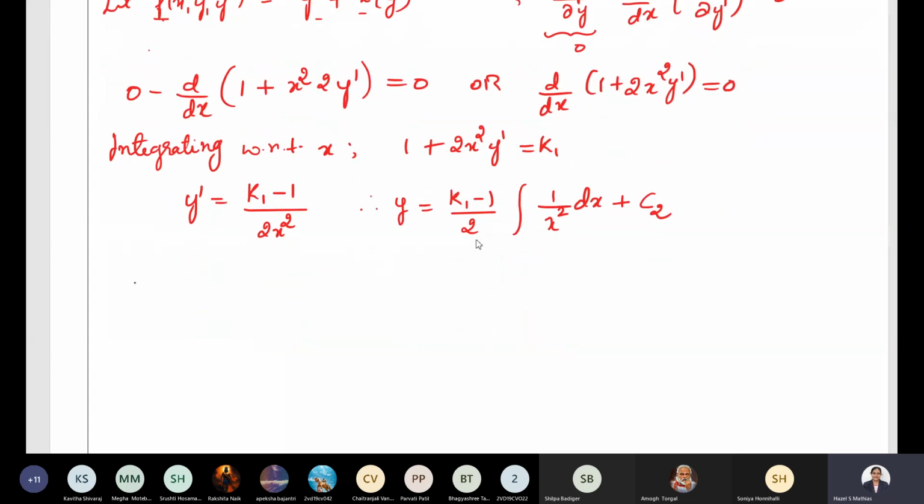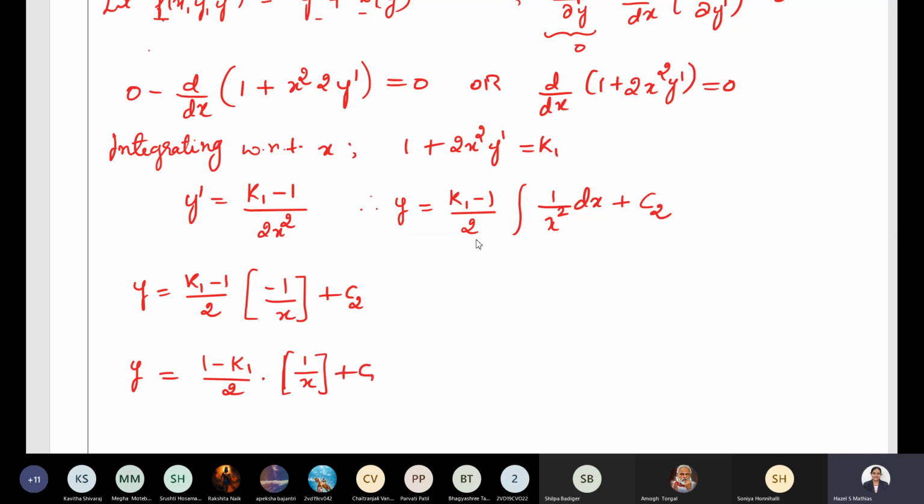Now integrating, what do we get? y equals k1 minus 1 by 2. What is the integration of 1 by x square? It is minus 1 by x, correct? Plus c2. Now this can also be written as y is equal to, if I take this minus sign outside, it will become 1 minus k1 divided by 2 into 1 by x plus c2. So if I take c1 by x plus c2, where c1 is 1 minus k1 divided by 2.